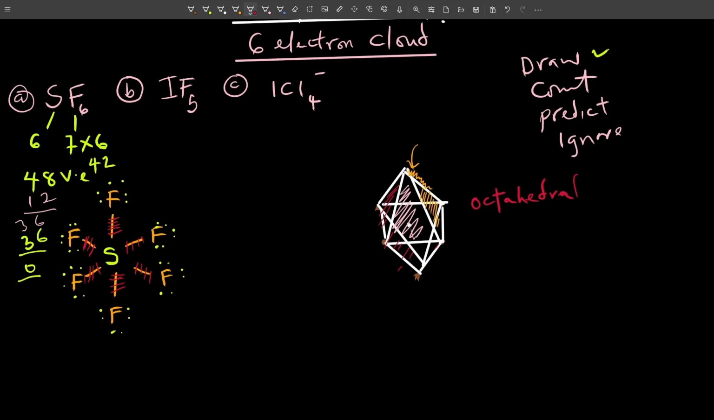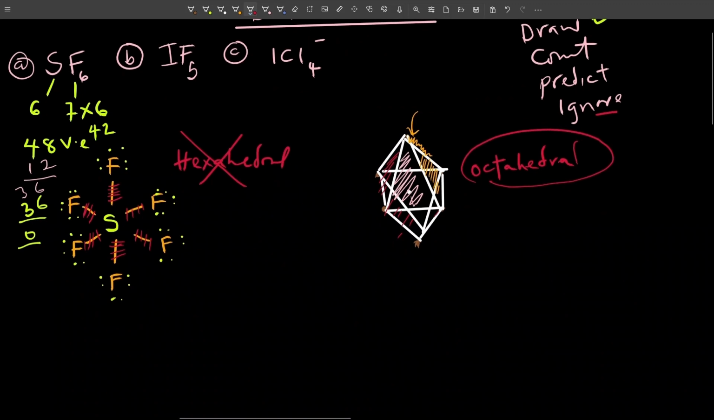Octahedral. A lot of people want to say, since we have 6 terminal atoms, then it should be hexahedral. But this is very wrong, because look at the geometry of this molecule. It has 8 surfaces, 8 sides, not 6 sides. So it's called octahedral. So since there is no lone pair, the geometry of SF6 is octahedral. Any molecule that has 6 electron clouds without a lone pair of electrons has an octahedral geometry.